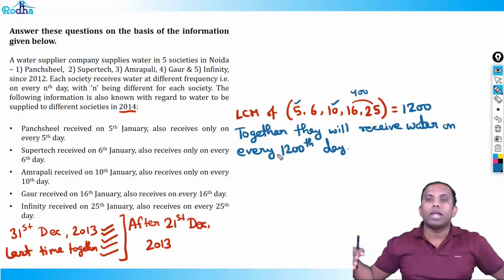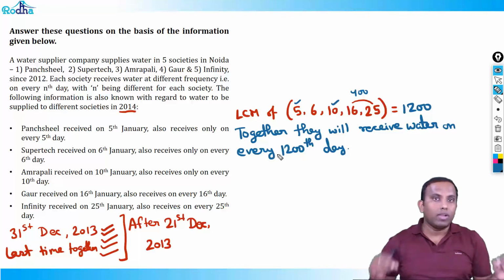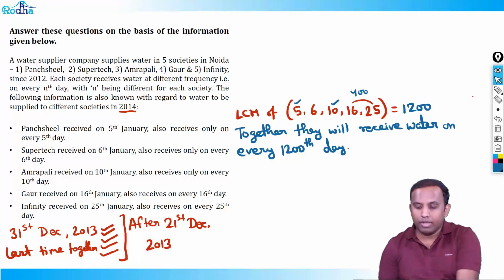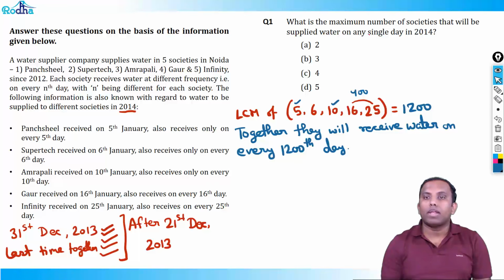1200. So 1200 is the lowest common multiple of all these numbers, right? So they will all merge at 1200. That means on the 1200th day they'll all receive water again together. Okay, fine. So what we need to calculate is the maximum number of societies that will be supplied water on any single day in 2014, right?